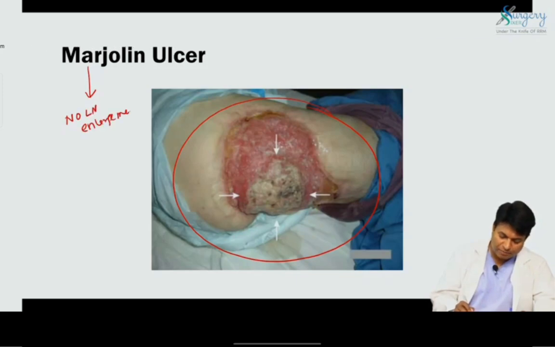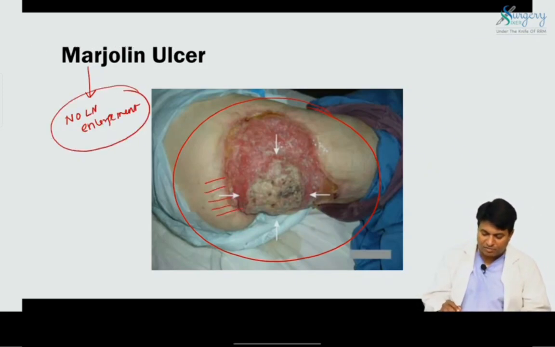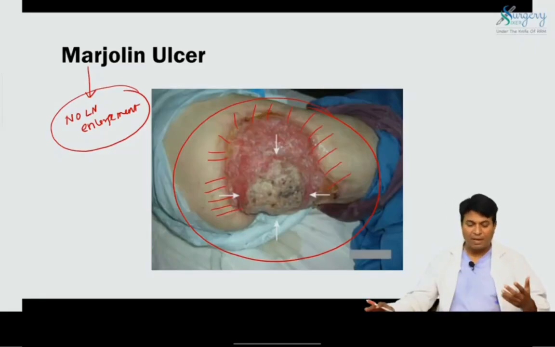So I told you squamous cell cancers will have lymph node enlargement. Marjolin's ulcer is a cancer, but there is no lymph node enlargement because the lymphatics will be obstructed by the previous inflammation. The lymphatics will be obstructed, so there won't be any lymph node enlargement.